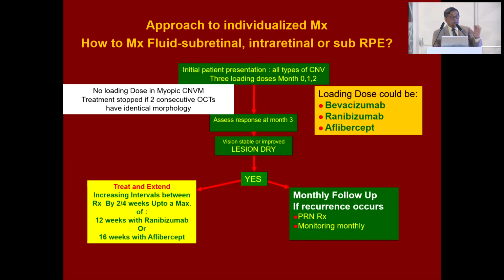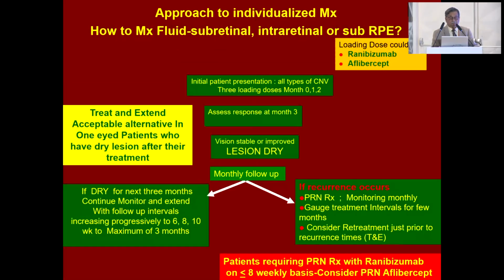Now, this is except in myopic CNVMs, where you don't give a loading dose. In myopic CNVMs, you see and stop treatment if 2 consecutive OCTs have an identical morphology. So you gave the first injection, patient improved. Now you give one more injection. If there's no difference between this OCT and the next OCT 1 month later, you can stop. You don't need to give a third loading dose in this situation.